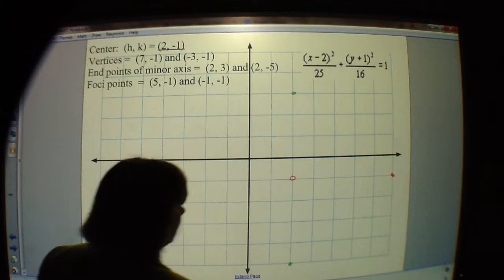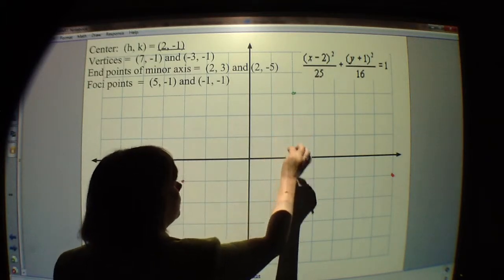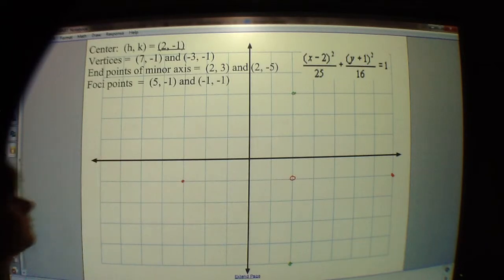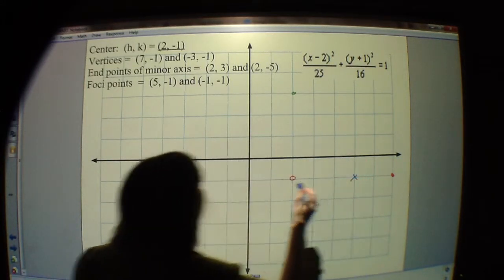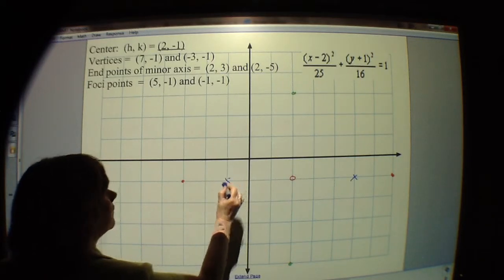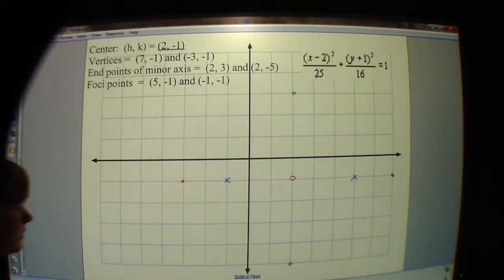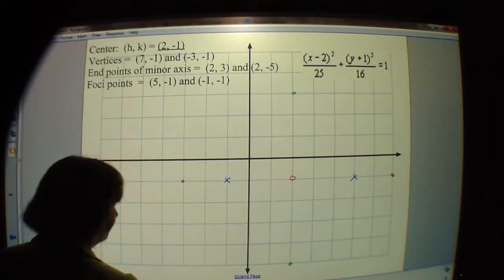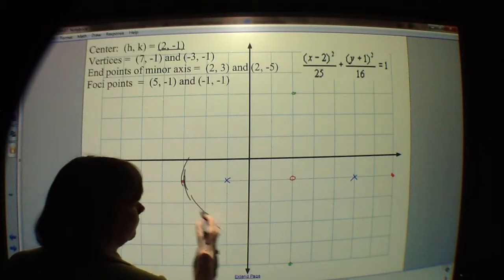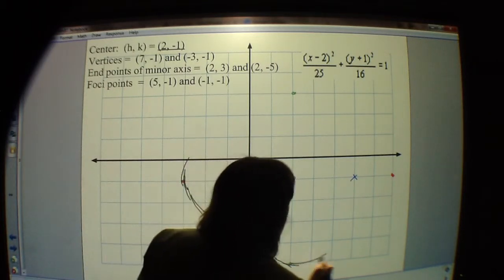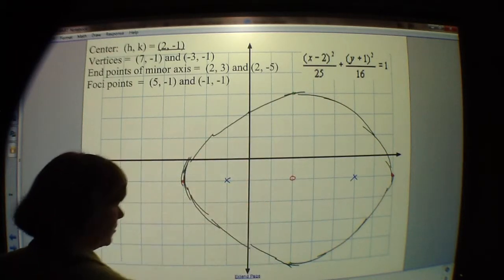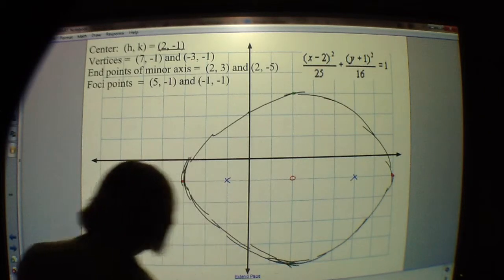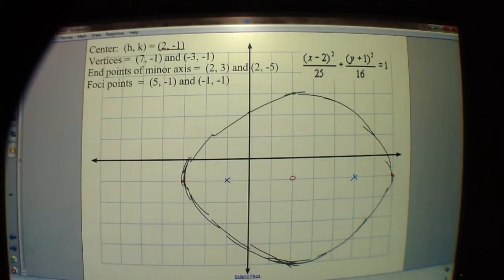And make sure you're doing this right too when you're graphing it. Make sure 1, 2, 3, 4 units, 1, 2, 3, 4 units, okay? And the focus points will be 5, negative 1 and negative 1, negative 1. So just make sure it's nice and symmetrical, and then graph it. Like I said, I'm not much of an artist, so try to do it as best you can. And there's the graph.